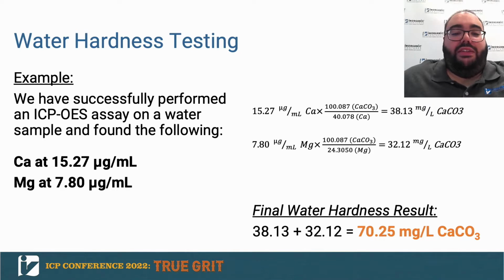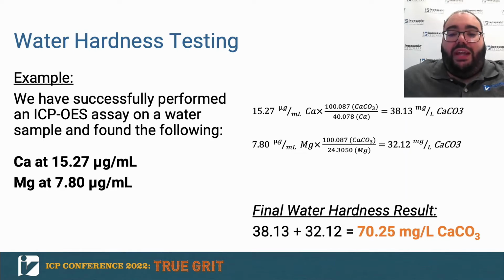Now that we have our concentrations of calcium and magnesium, we need to convert those to concentrations of calcium carbonate. To do that, we are going to use the mass fractions of calcium to calcium carbonate and magnesium to calcium carbonate, as shown on the right-hand side of the slides. If you walk through those calculations, you'll see that our 15.27 micrograms per mL of calcium converts to 38.13 milligrams per liter of calcium carbonate. We can do that because the math is pretty straightforward: the units are equivalent. Micrograms per mL is essentially the same unit as milligrams per liter.